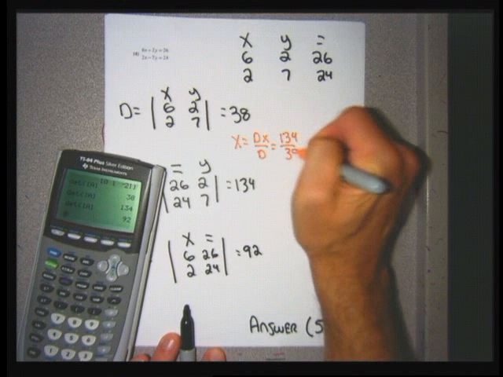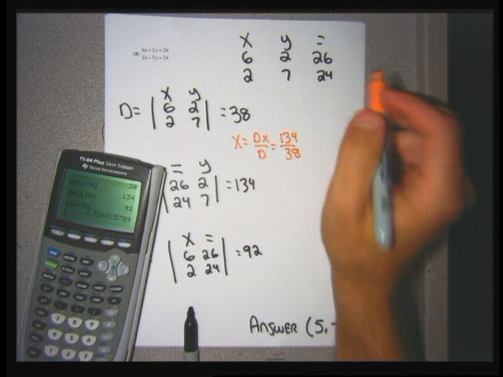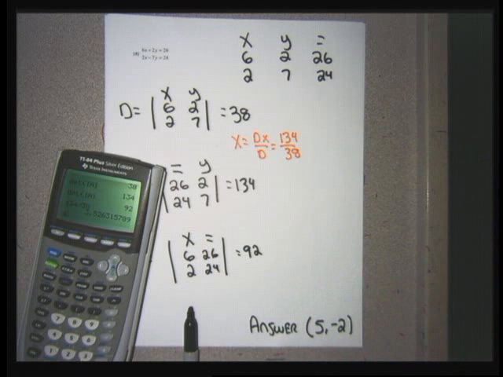So the x is going to equal the d sub x number over the d number, which is 134 over 38. And if I do 134 divided by 38, I've made a mistake. Tried to do it too fast. I don't know where my mistake is.